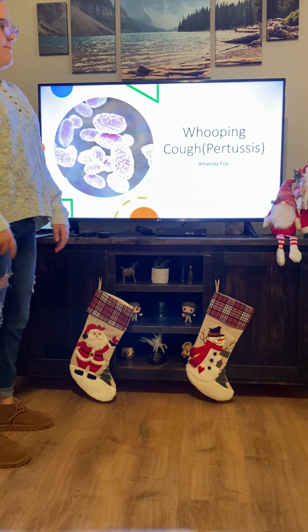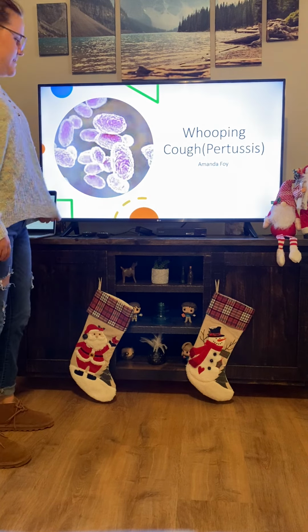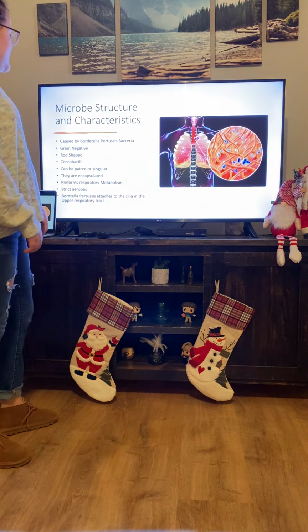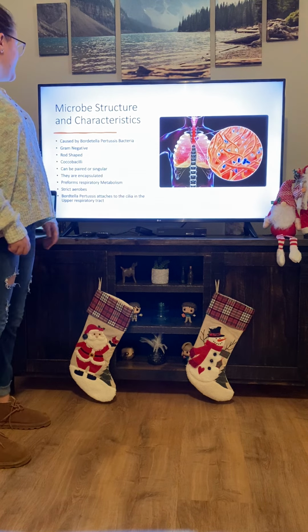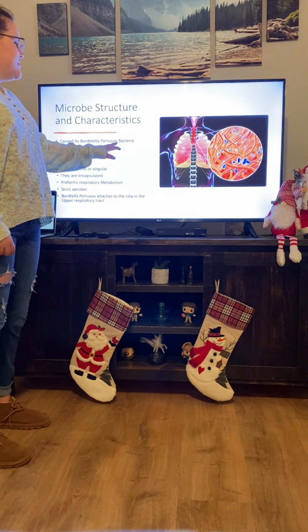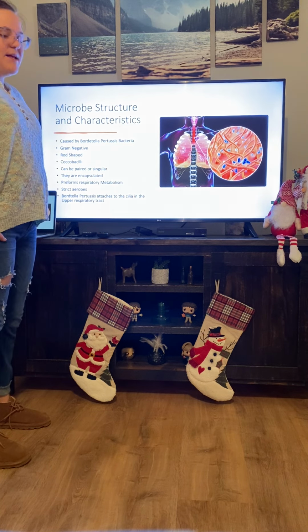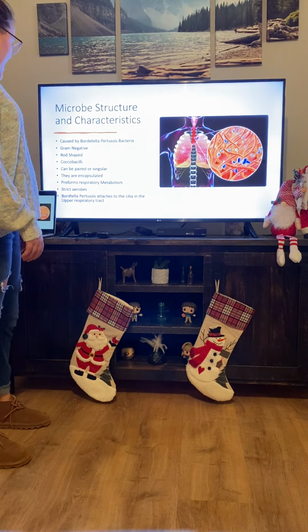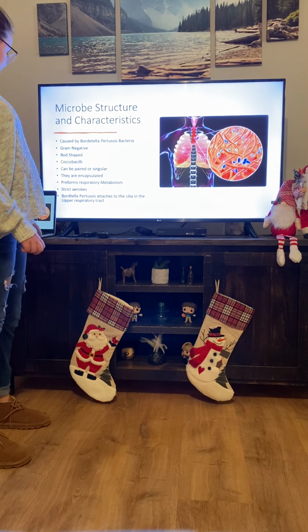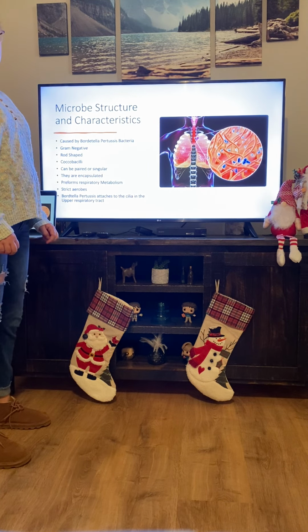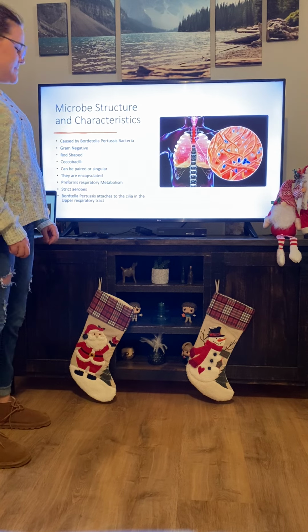I did my project on whooping cough, also known as pertussis. So, microbe structure and characteristics: it is caused by Bordetella pertussis bacteria. It is gram-negative and rod-shaped. It's a coccobacillus, and it can be paired or singular. They're encapsulated. It performs respiratory metabolism.